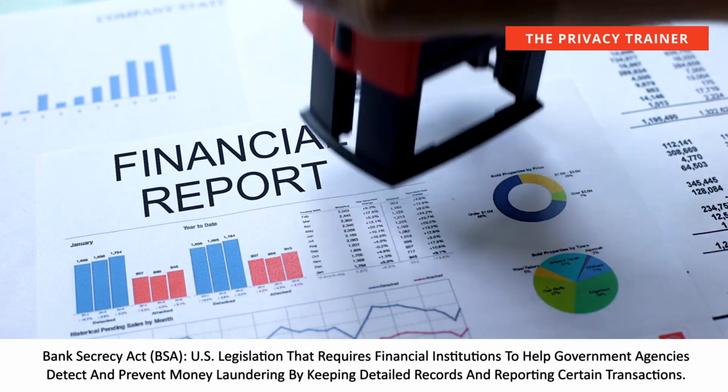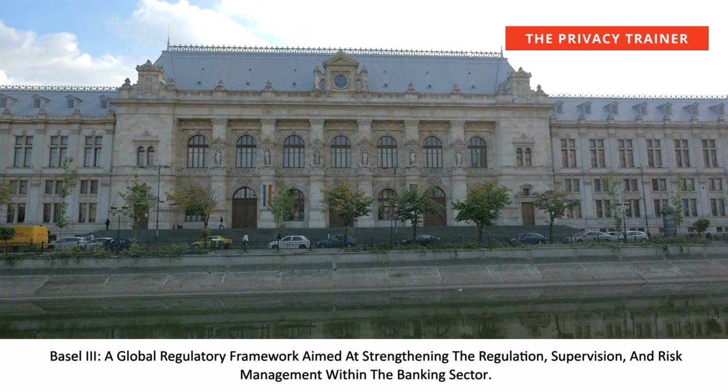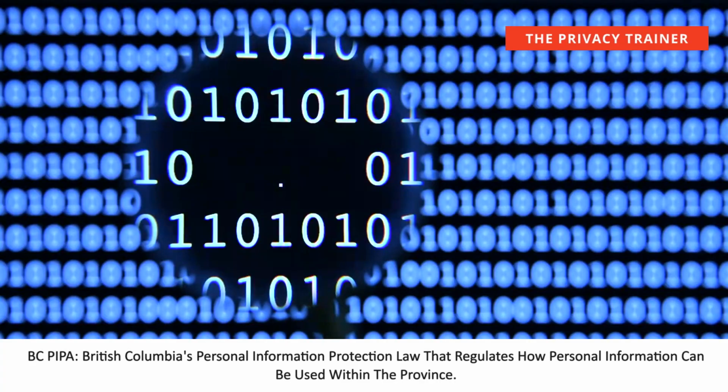certain transactions. Basel III, a global regulatory framework aimed at strengthening the regulation, supervision, and risk management within the banking sector. CIPP, British Columbia's personal information protection law that regulates how personal information can be used within the province.